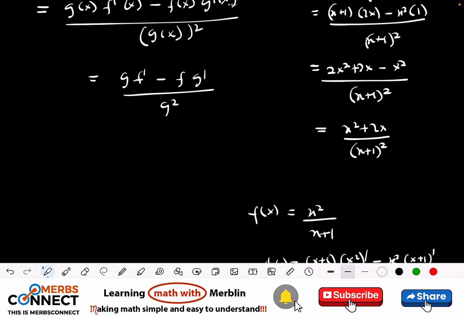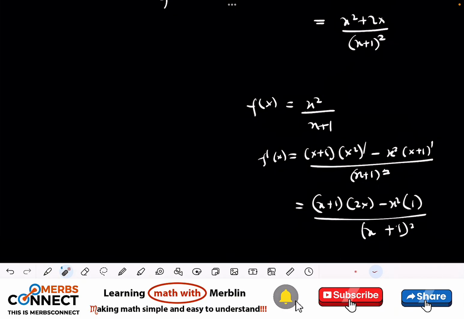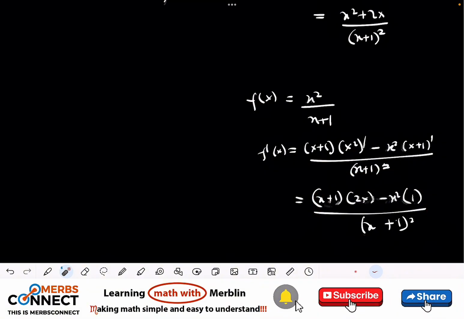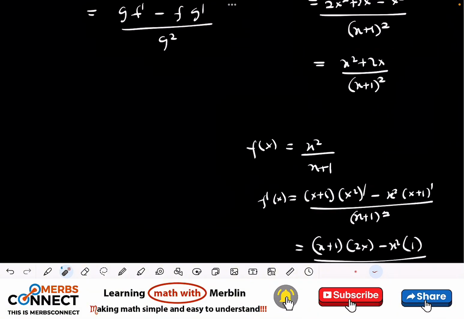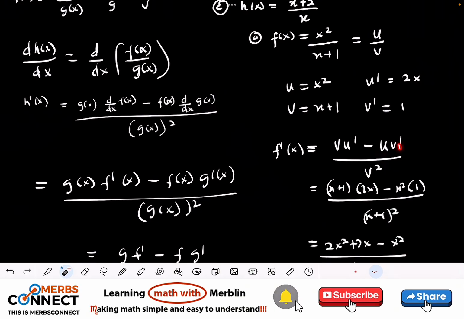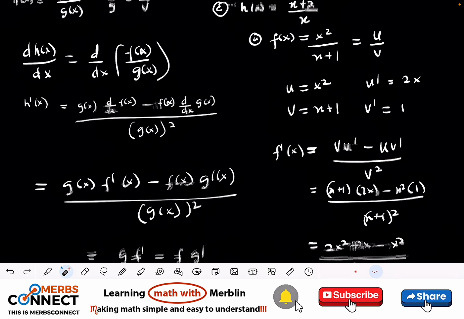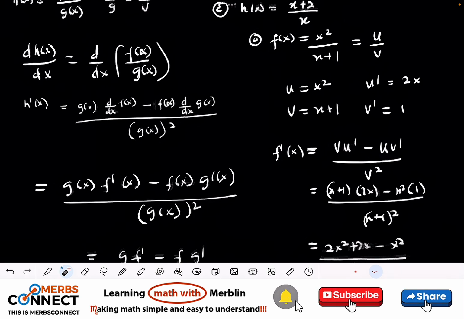So you see that what I did is the same as what I have here, which is the same as this. So when you are good, you can go straight. When you are now learning it, the best way is just to remember this formula here. Pick your u, pick your v, find u prime, find v prime, and then go through the process.